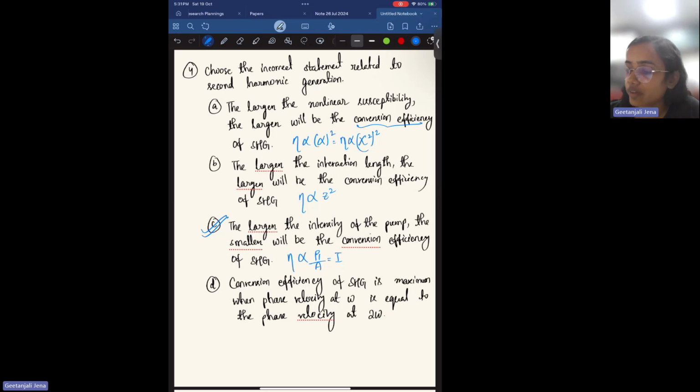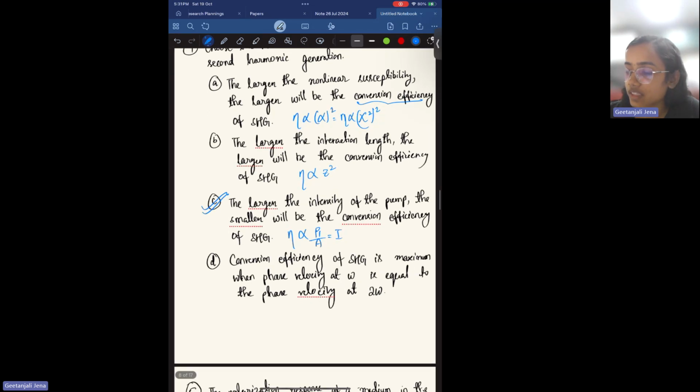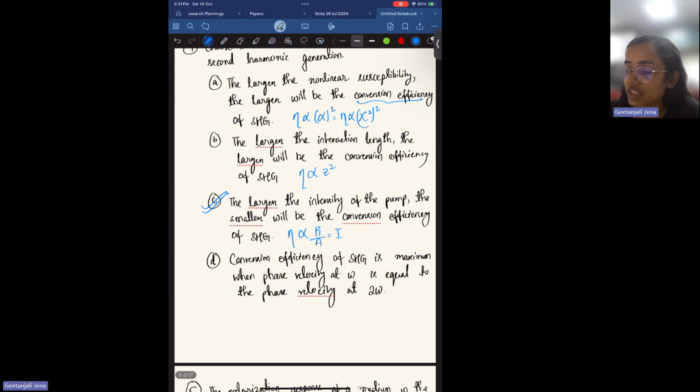But let us see what option D says. Option D is, conversion efficiency of SHG is maximum when the phase velocity at omega is equal to the phase velocity at 2 omega, which is also correct because for efficient interaction, we require the phase velocity at the pump wavelength and the second harmonic generated frequency to match. There should not be any phase mismatch. So this is correct. This is for delta k equal to 0.